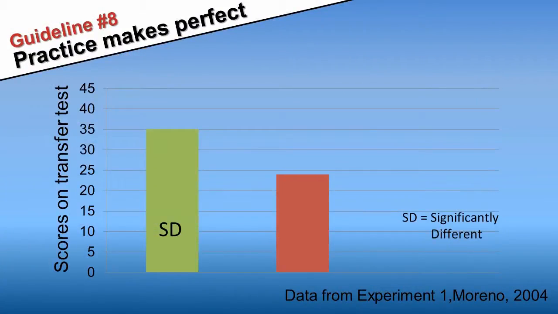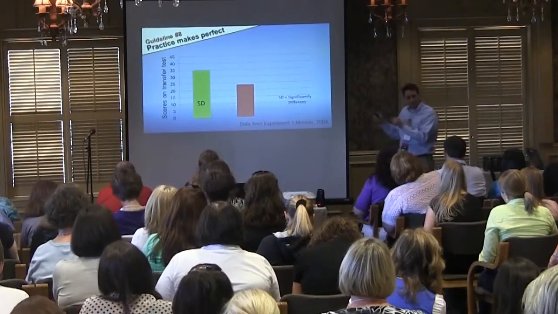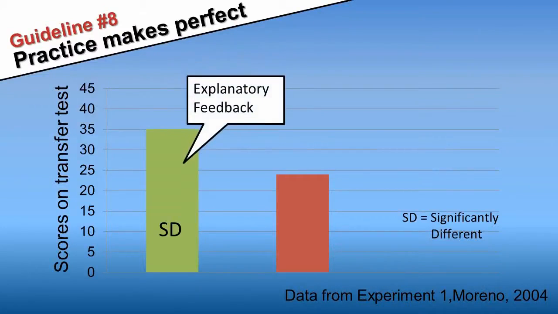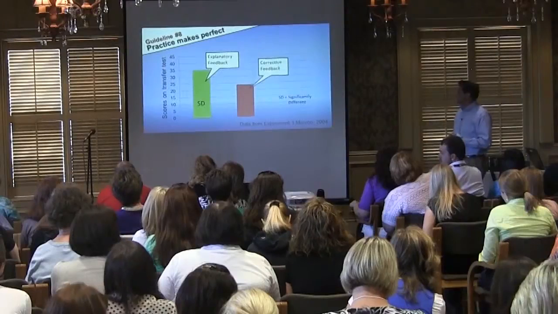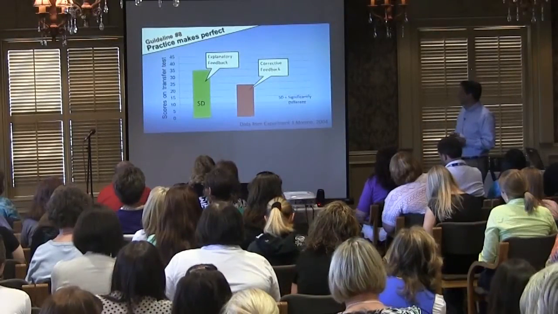So transfer tests, they do these transfer tests and say, okay, based on what you learned, let's see if that knowledge can transfer to that test. And again, we see this explanatory feedback is much higher than just our corrective feedback.